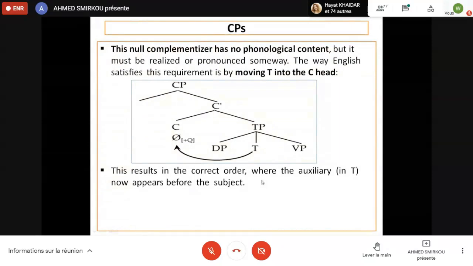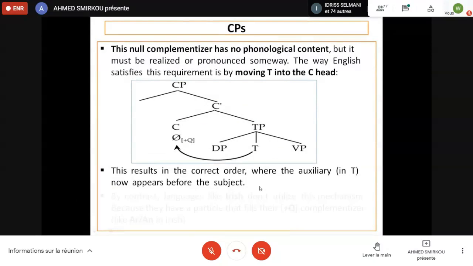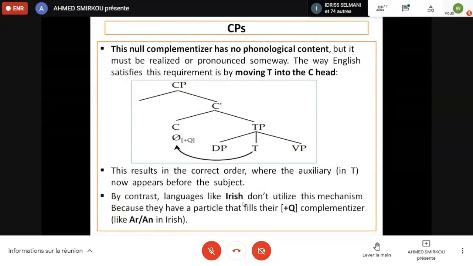So this results in the correct order because it's a question where the auxiliary in T now appears before the subject. Don't worry about this movement because we'll talk about it in chapter 12. By contrast, languages like Irish don't utilize this mechanism because they have a particle that fills their +Q complementizer. So languages that have a null complementizer in questions, this T must move to C.